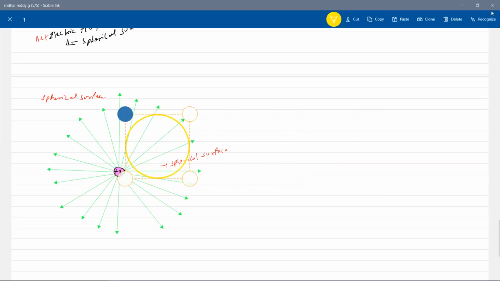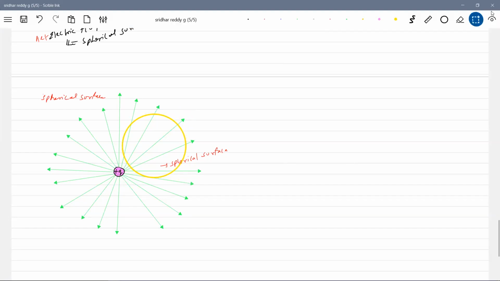I'll keep that surface somewhere here. Now, where is the Gauss? This later we'll call it a Gaussian surface. Let me write now only. Some imaginary surface. Now, what is the electric flux through it?